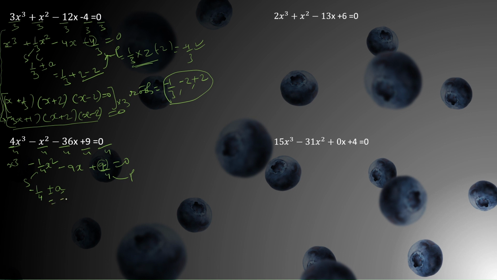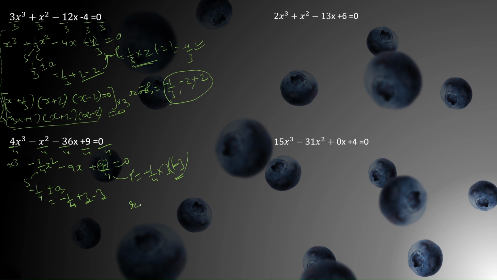Just see, this is 9. 9 is a perfect square, as here 4 was a perfect square. So here also we can have plus minus 3. So minus 1 by 4 plus 3 minus 3, this will cancel out, and minus 1 by 4 will be there. So the sum is satisfied. Now let's check for the product.